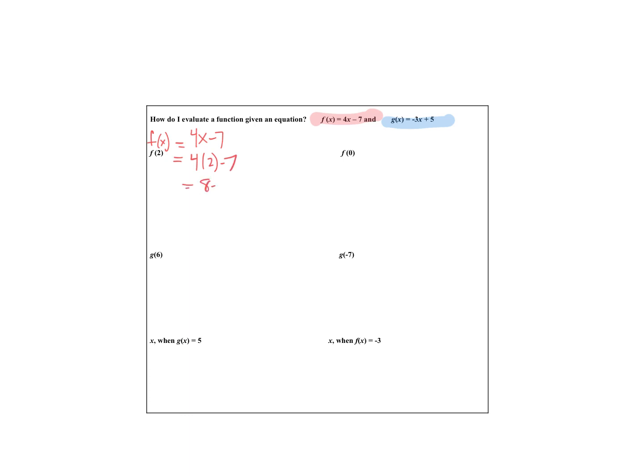And that's going to be 8 minus 7, or 1. So the value of the function when x is 2, y is 1. And that's going to give us the ordered pair (2, 1).